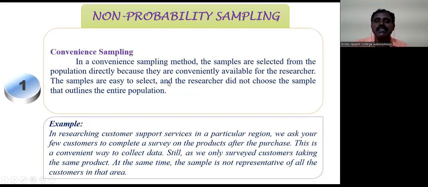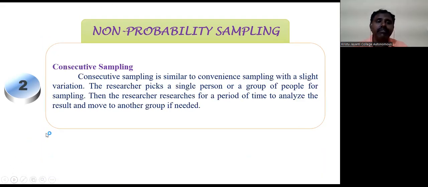The first one is convenience sampling. Convenience sampling is nothing but selecting the sample based on the researcher's convenience. For example, in researching customer support services in a particular region, we asked a few customers to complete a survey on the products after the purchase. This is a convenient way to collect the data. Still, as we only surveyed customers taking the same product at the same time, the sample is not representative of all the customers in that area. So convenience sampling is based on the convenience of the researcher, and you collect the sample accordingly. That is called convenience sampling.